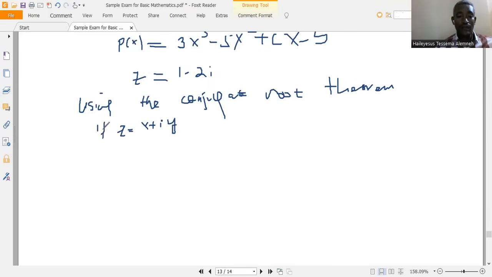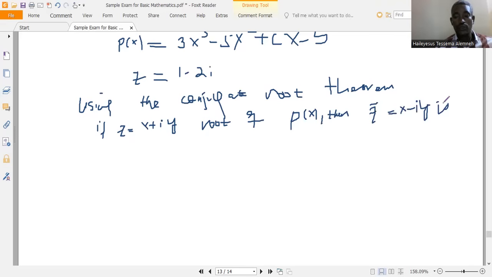If the complex number z = x + iy is a root of the polynomial function p of x, then the conjugate z bar, which is equal to x minus iy, is also a root of the polynomial function p of x.